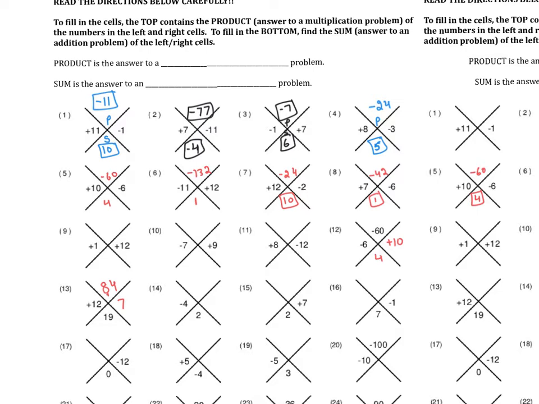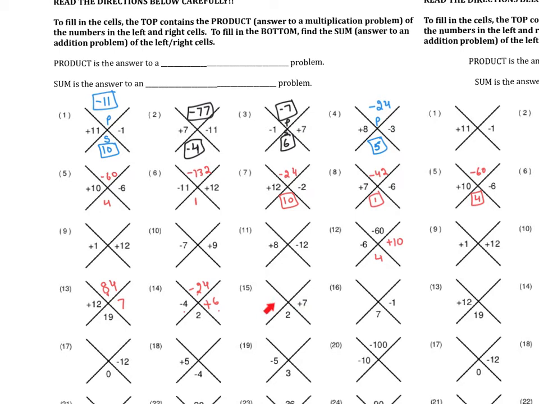So number 14, what should be this number? When we add these two numbers, we get +2. So that would be +6. And what should be this number? So that's a multiplication of the left and the right number. Multiplication of -4 and 6, that is -24.